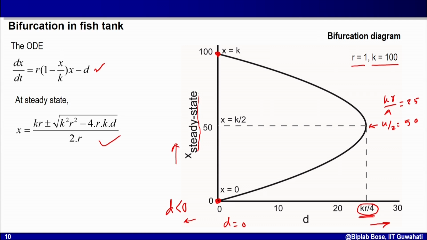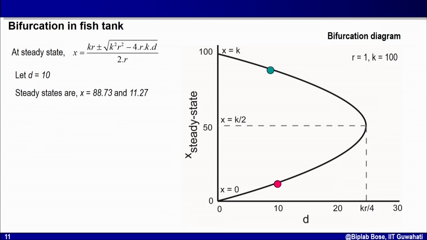But in between d equal to 0 and d equal to kr by 4, d is positive but lesser than kr by 4. So in that case, I have two solutions, if you remember, from this quadratic relation. One with this plus sign, another one with this negative sign. So if I take, for example, 20, I have one solution here, the other solution is here. So let us explore this bifurcation diagram further.